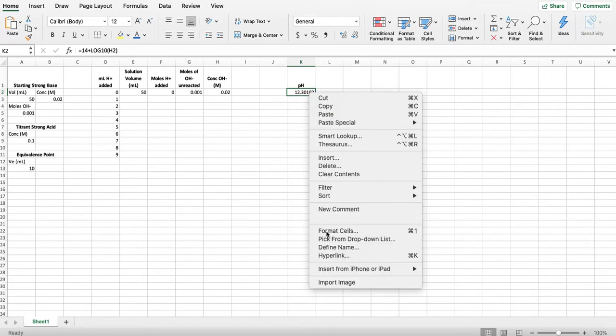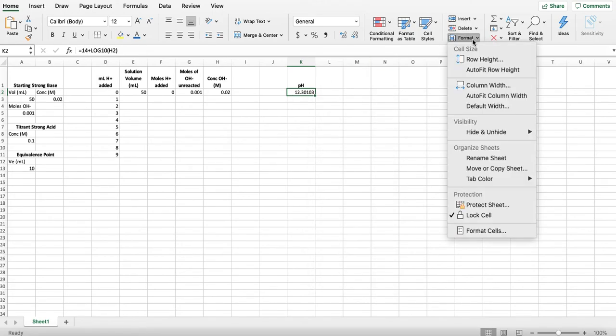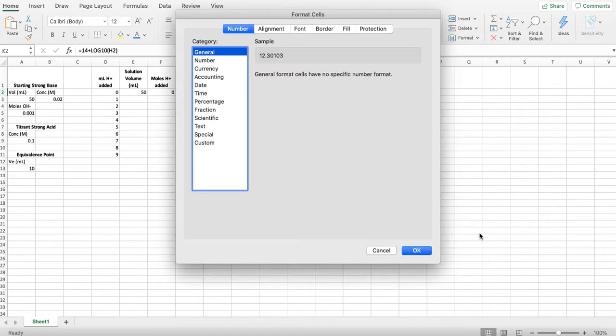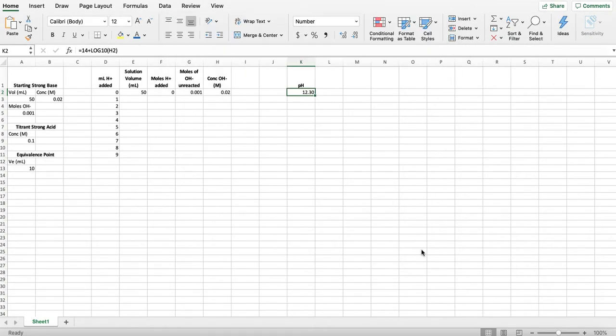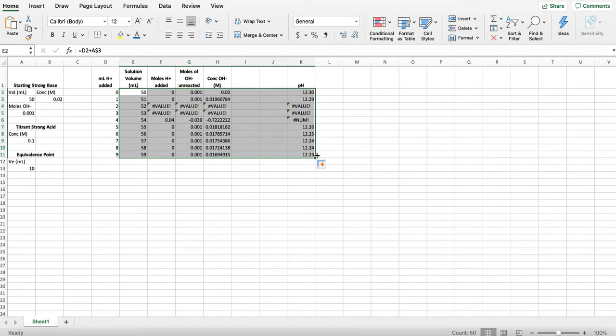So you can right click and go to format cells, and I want this number to have 2 decimal points. So there we go. Okay, if we've done the work right, we should be able to highlight the whole row and drag down, and it fills everything in. Except we have these strange things here, right? What's this?